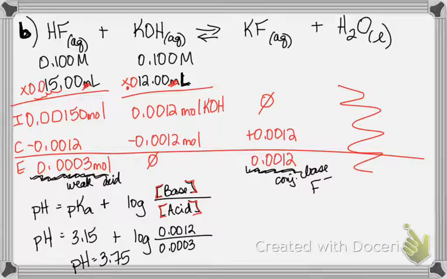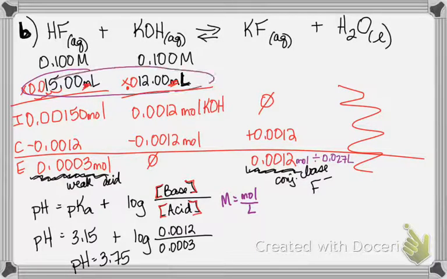How do you get molarity? Molarity is moles divided by liters. Mathematically, it does not matter in this equation because technically the moles of the base is 0.0012 moles divided by, I just totally forgot how to add, divided by 0.027 liters. Now look for a second and tell me where 0.027 came from. It came from the total volume, the 15 plus the 12.